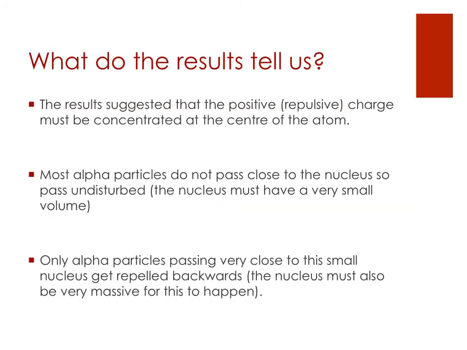So what do the results tell us? Here's a summary. The nucleus must have a positive charge, so it caused some repulsion, and that's how we got the small deflections of some of the alpha particles. Most of the alpha particles don't even get anywhere near the nucleus, so that's why they went straight on through. And finally, because only a small number of alpha particles actually bounced backwards, the nucleus, which is very, very small, must also be very massive.